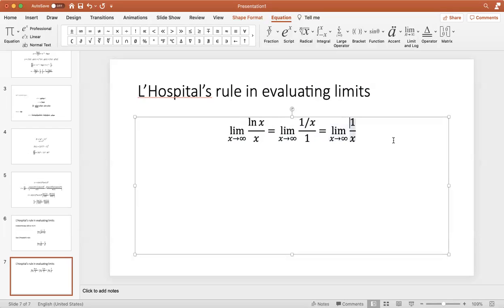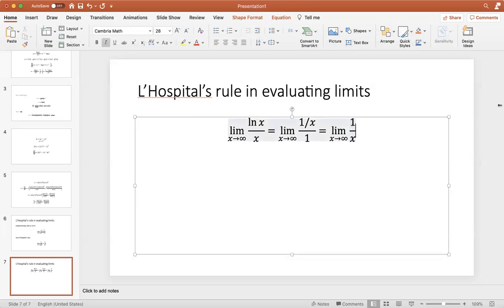Now, 1 over x is no longer an indeterminate form, and you'll have to be very careful with that, right? Because you can only use L'Hopital's rule if you have an indeterminate form. Now, 1 over x is not indeterminate because your numerator is a constant. It will never be equal to 0 or infinity. Only the denominator is equal to infinity. So you cannot use L'Hopital's rule. And the limit of 1 over x as x approaches infinity will simply become 0.